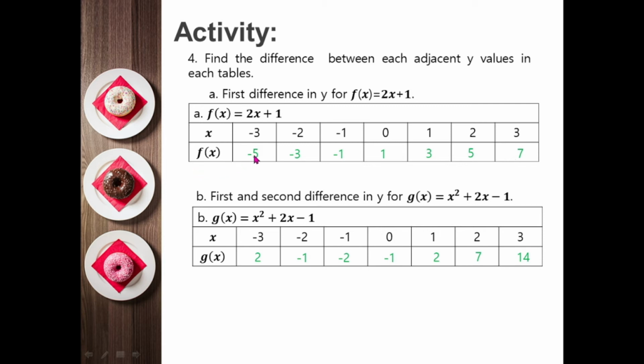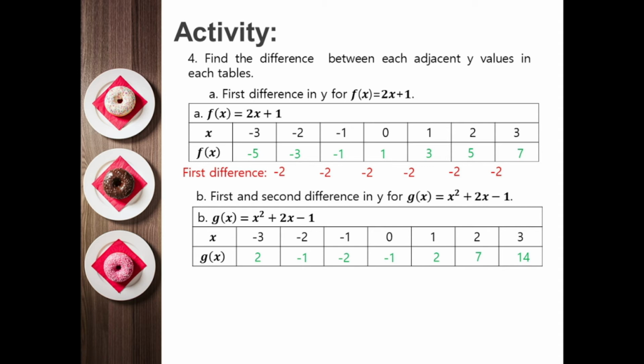So negative 5 minus negative 3, we have negative 2. Negative 3 minus negative 1 is negative 2. Negative 1 minus 1 is negative 2. 1 minus 3 is negative 2. 3 minus 5, negative 2. And 5 minus 7 is negative 2. So the first difference is negative 2.